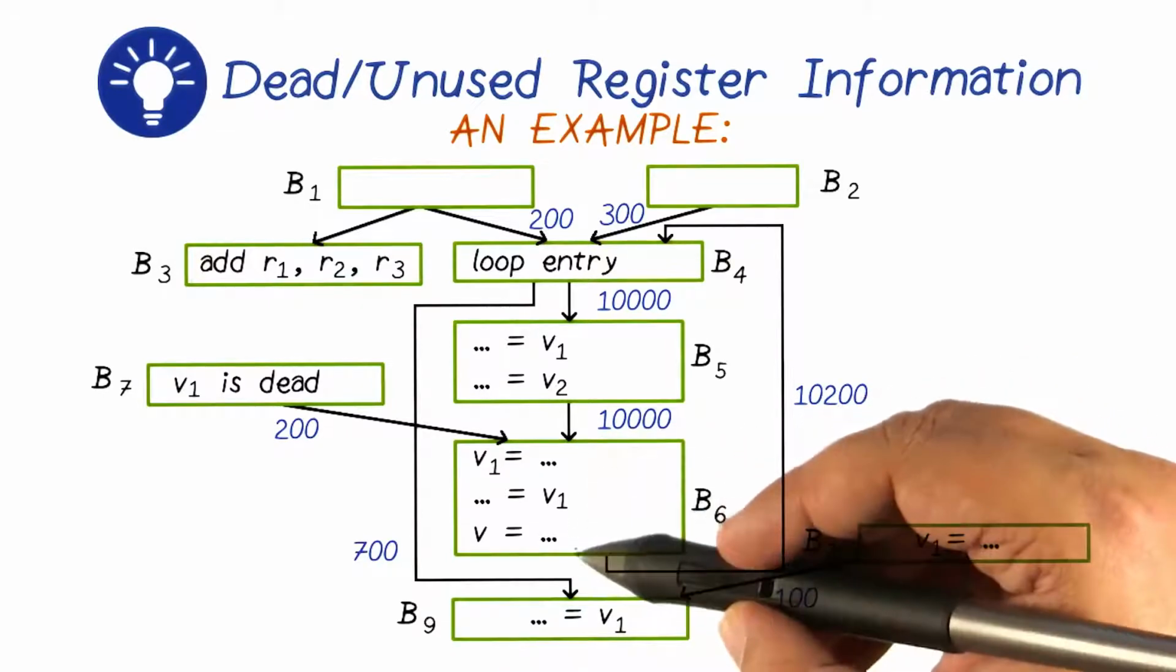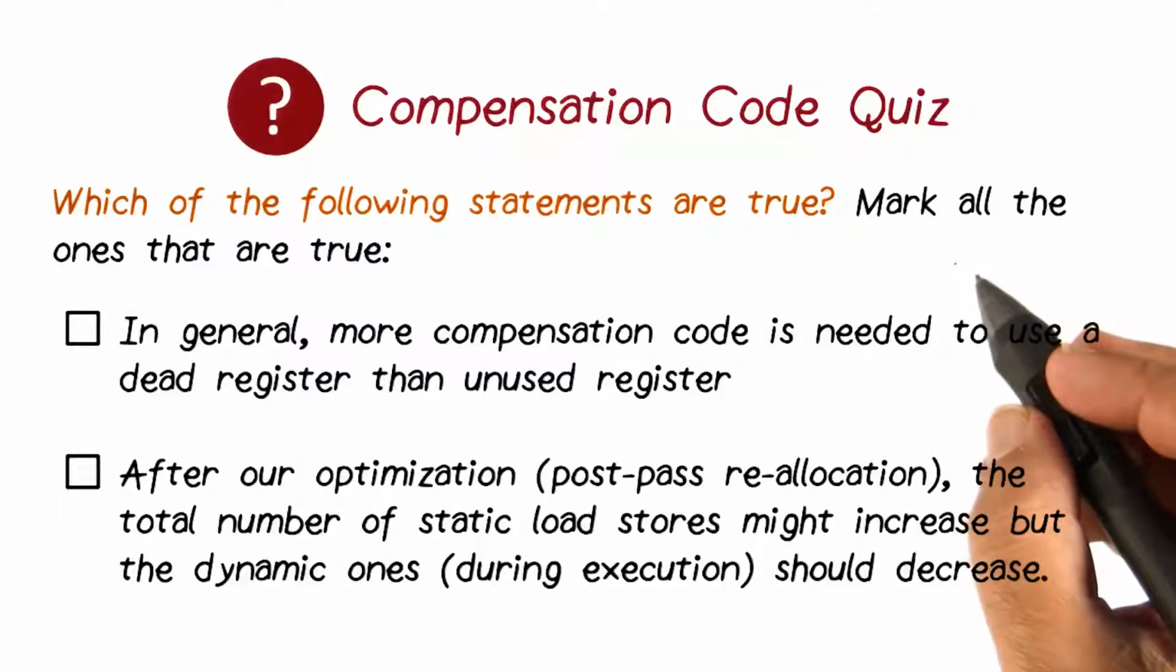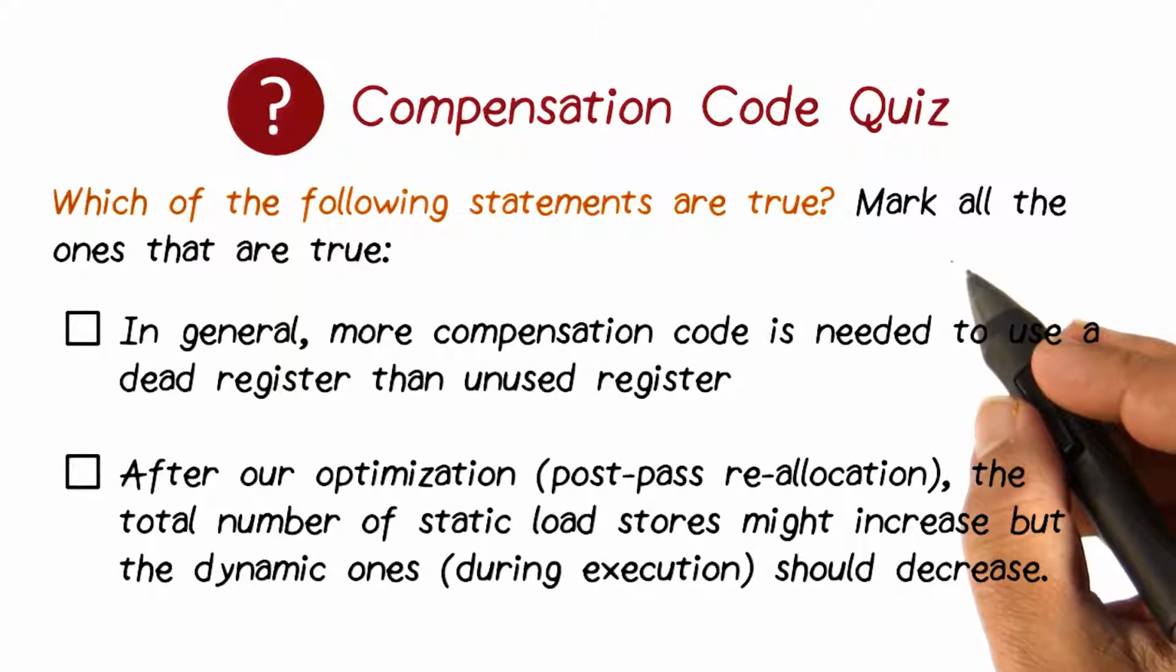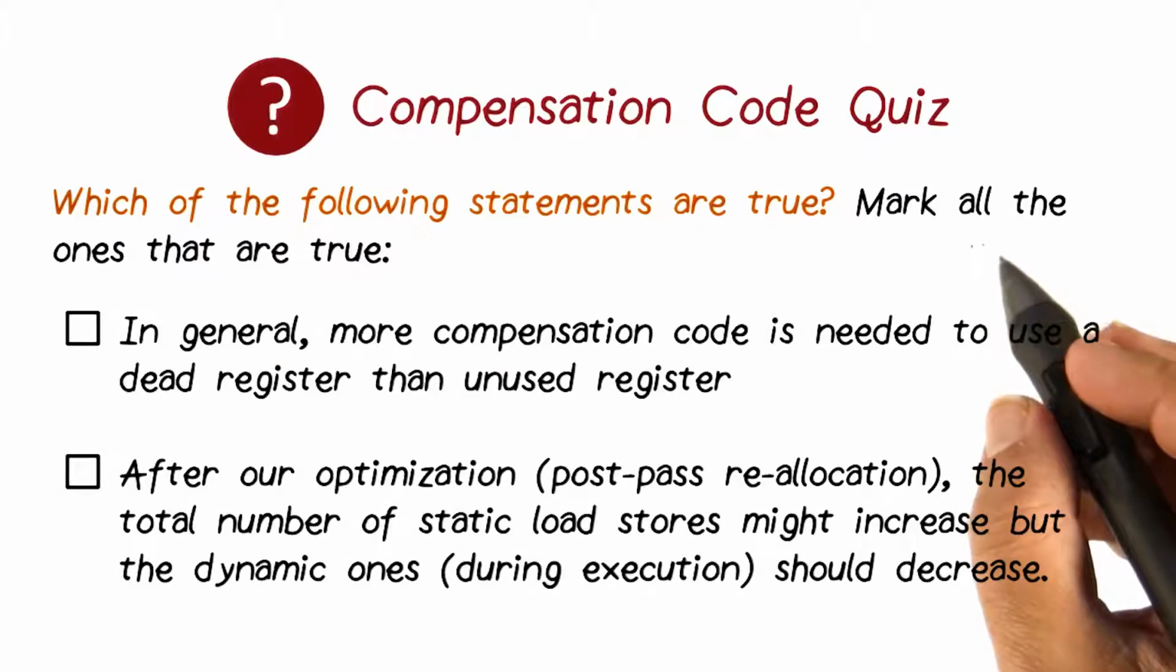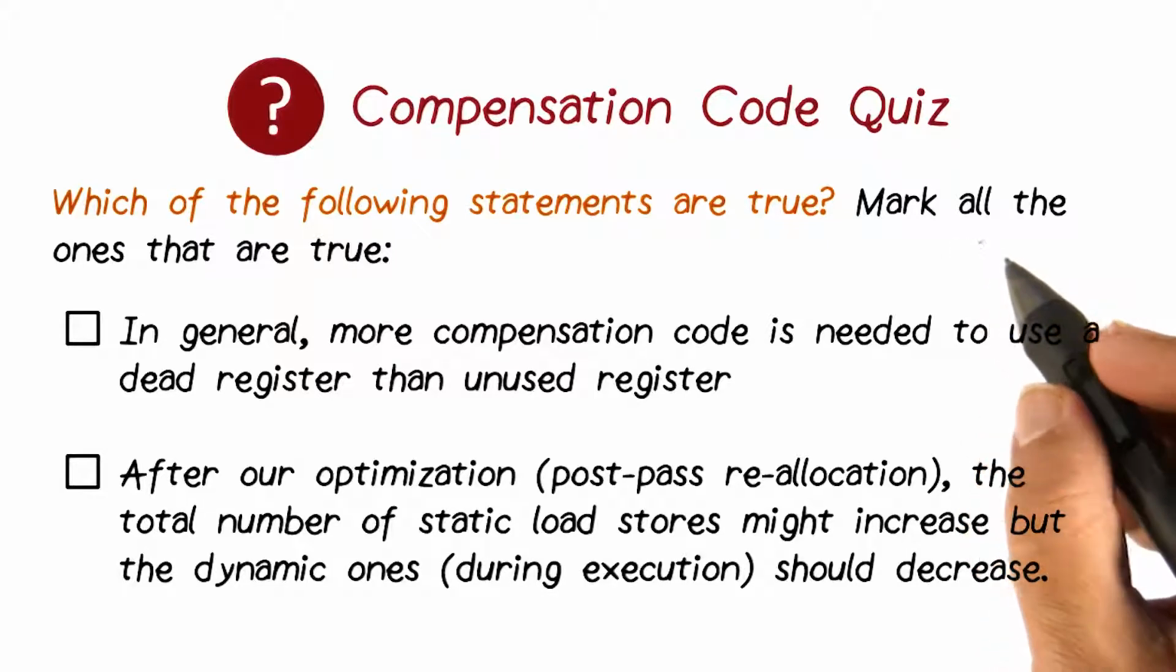So students, we have seen what is exactly meant by compensation code. These are the loads and stores that are inserted to free a live range, to be able to use their registers and so on. So let us now test our understanding here through a quiz. Which of the following statements are true? Mark all the ones that are true.